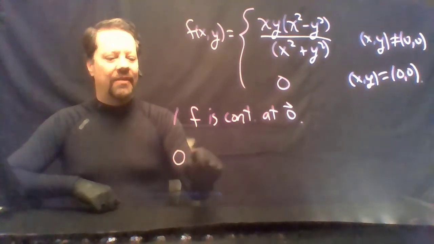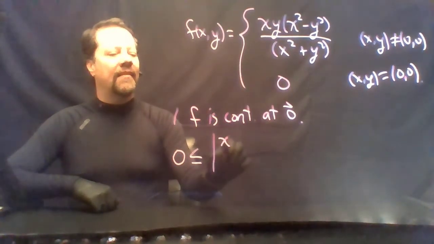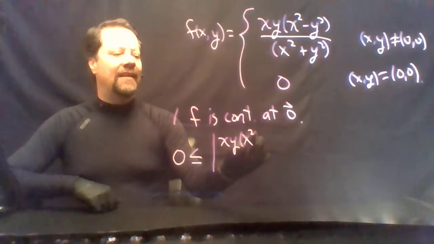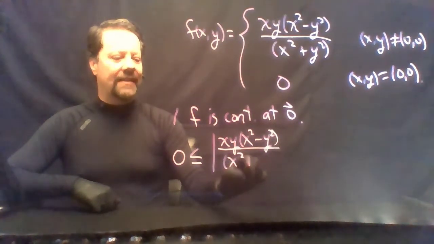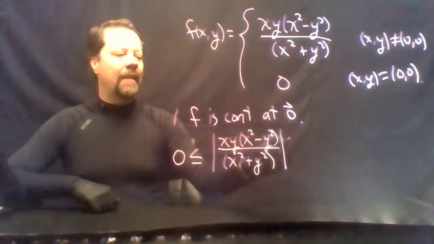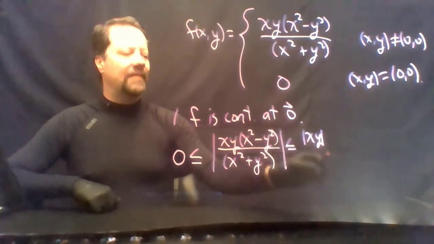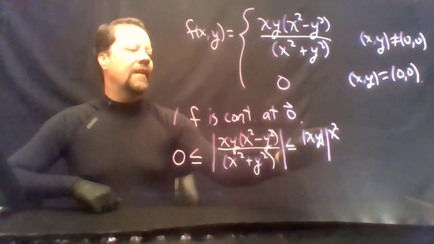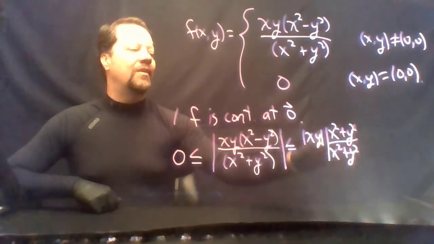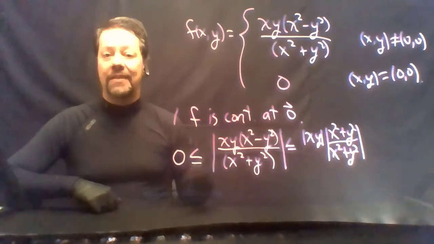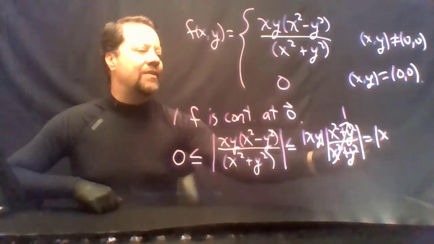First, note that 0 is less than or equal to the absolute value of xy times (x squared minus y squared) over (x squared plus y squared), and that is less than or equal to the absolute value of xy times (x squared plus y squared) over (x squared plus y squared). If you make the minus into a plus, you have to get something bigger. This is 1, and so we just get the absolute value of xy.